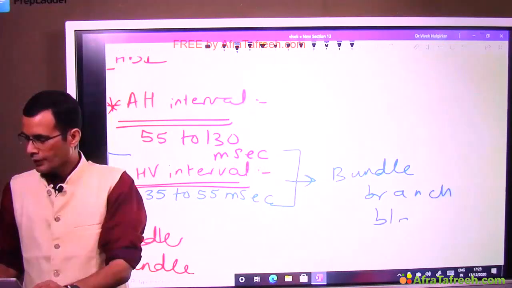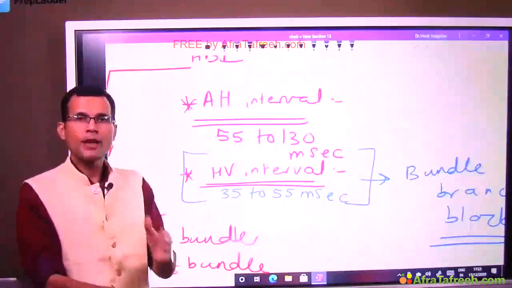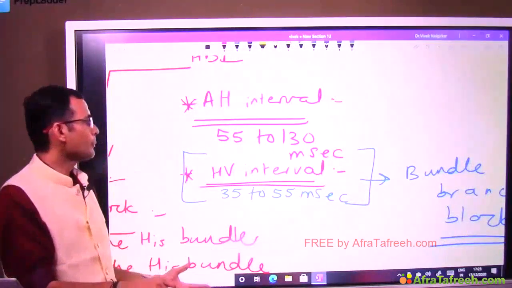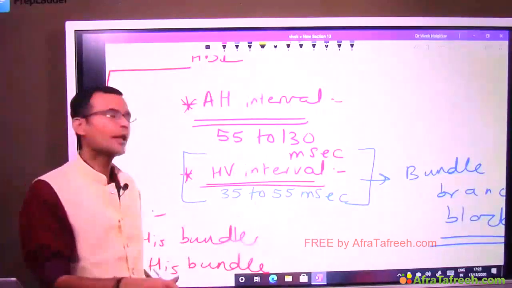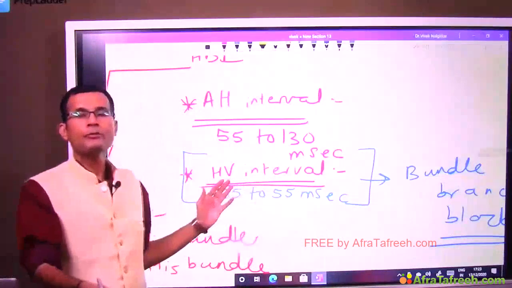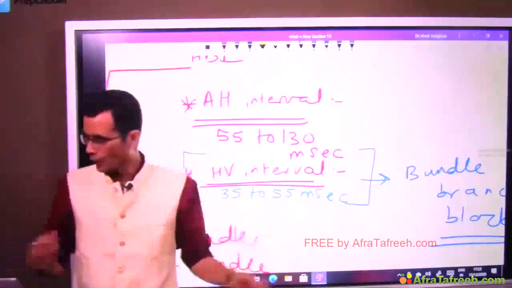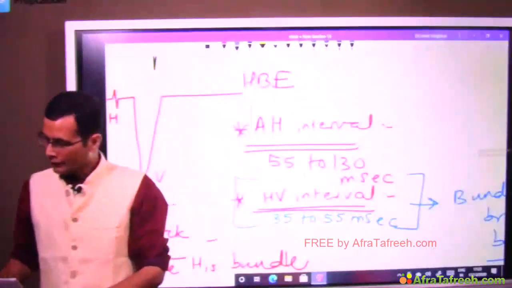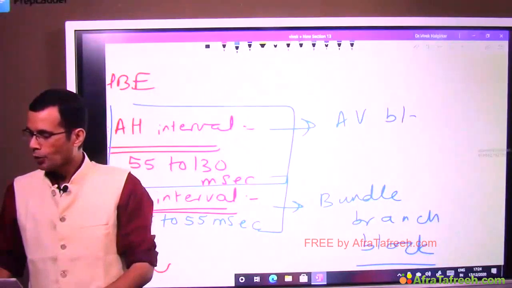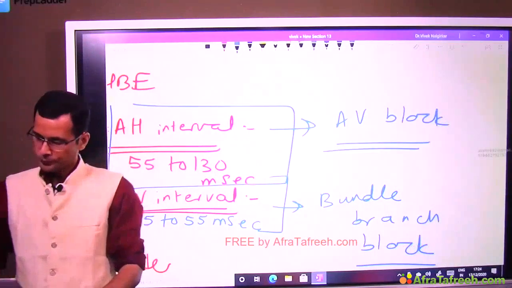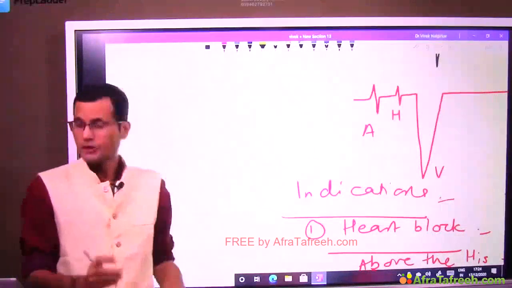Easy, isn't it? If I asked you the question, right bundle branch block, what do you expect? Which interval will be prolonged? Now the answer is obvious, HV interval. Impulse will take longer time to go from the His bundle to the ventricle. Between them, there are bundle branches, and if they are blocked, the interval will be prolonged. And AH interval prolonged means there is AV nodal block. The block is at the AV node. Right, so that's the His bundle and its branches.